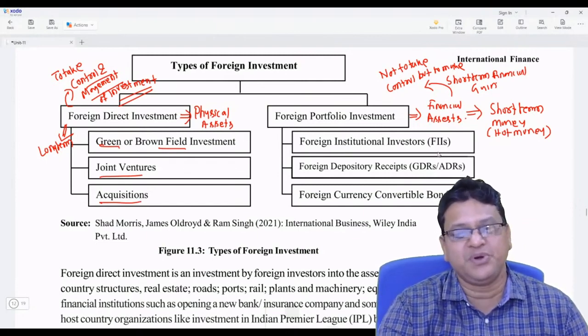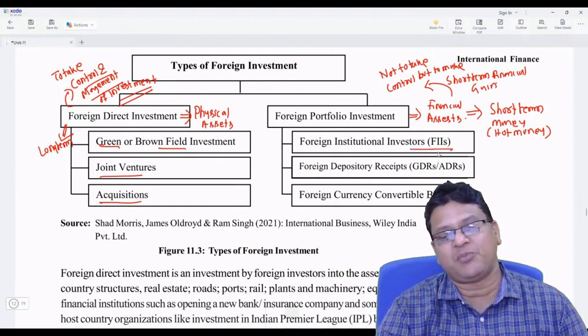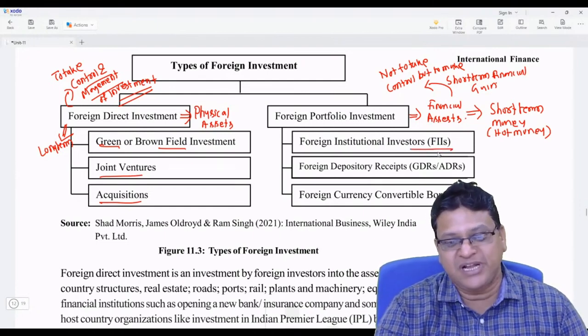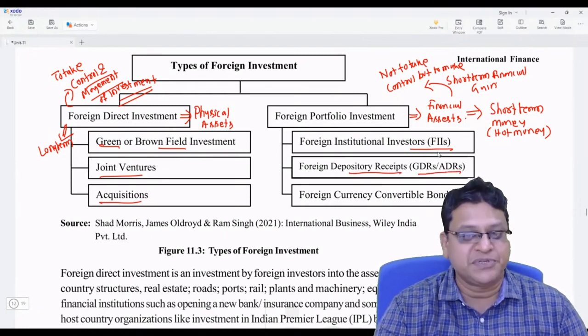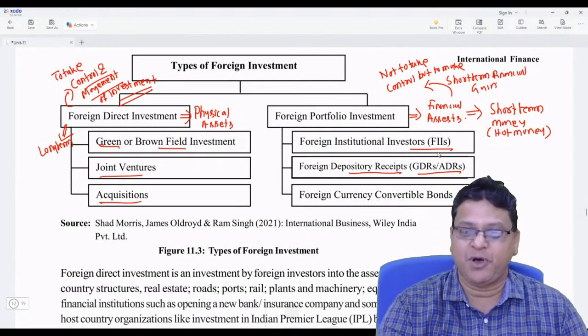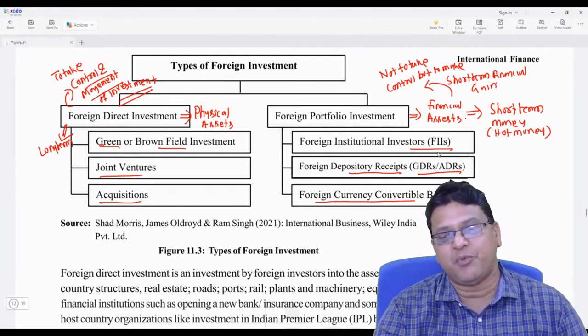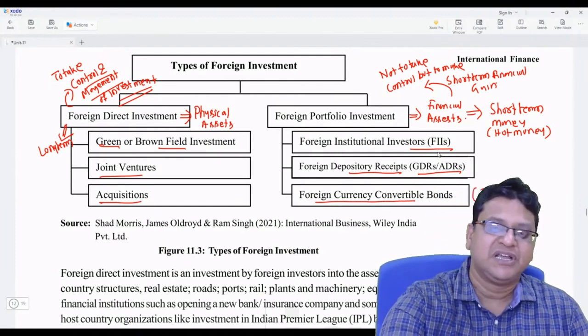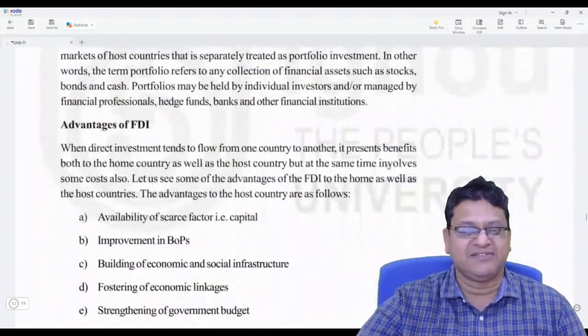But foreign portfolio investments may come from FIIs, or in the form of depository receipts like GDR, global depository receipts, and ADR, American depository receipts, or in the form of FCCB, foreign currency convertible bonds. So we are discussing foreign investments.